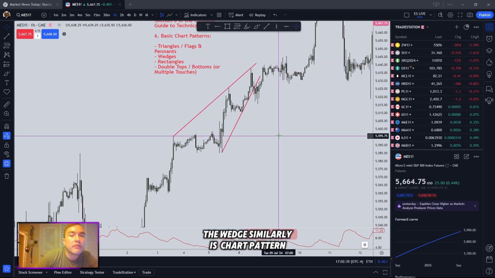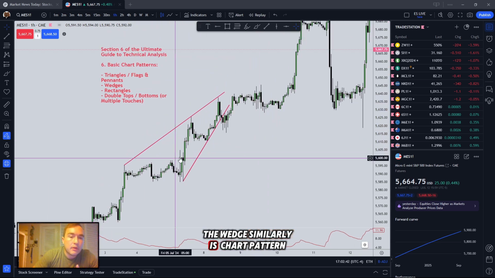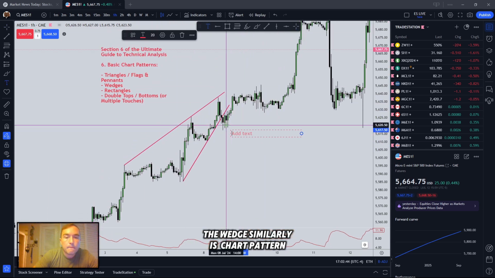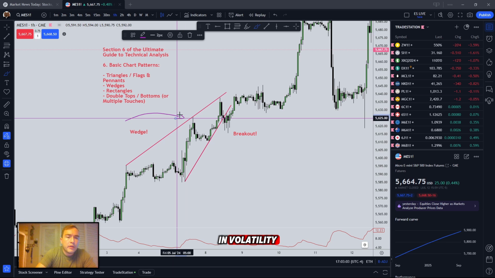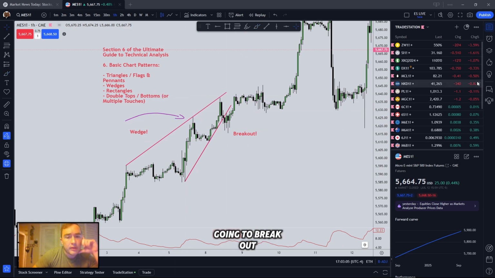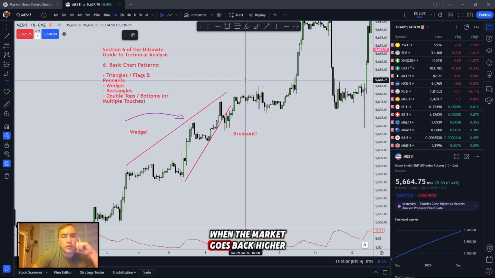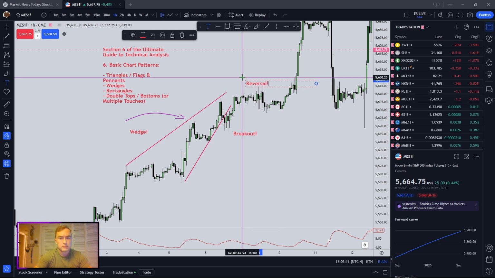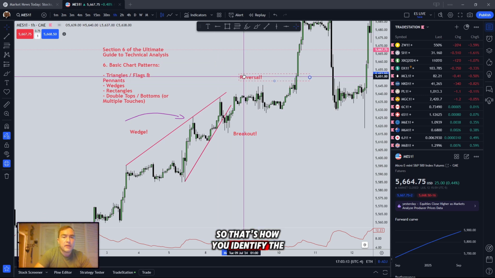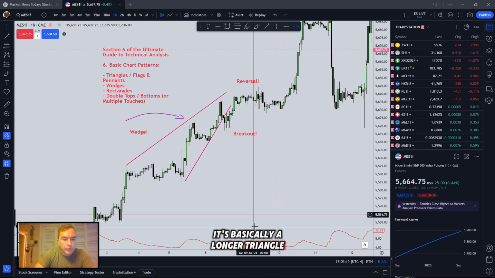The wedge, similarly, is a chart pattern, breakout. The wedge, guys, is again a restriction in volatility, and we expect that the market is going to break out. When the market goes back higher, we call that a reversal. So that's how you identify the wedge. It's basically a longer triangle.